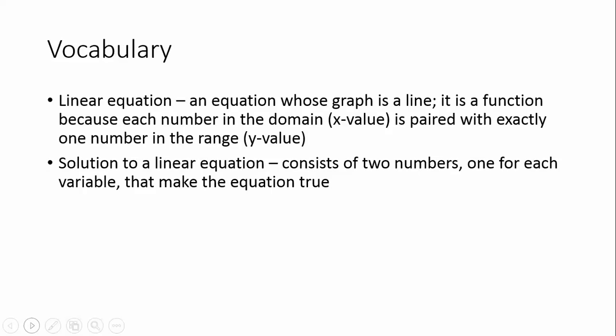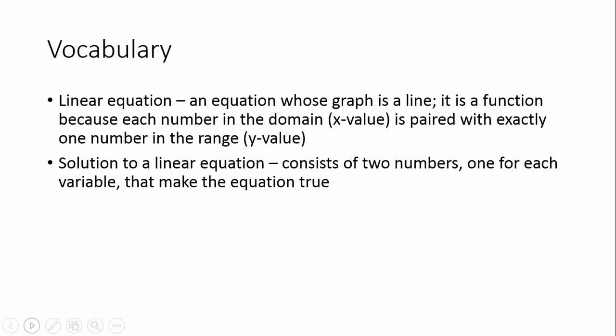First, let's talk about a couple of vocabulary terms. A linear equation is simply an equation whose graph is a line. So think linear and line. It's going to be a straight line. It is a function because each number in the domain is paired with exactly one number in the range. There are no x values that will repeat in a linear equation.